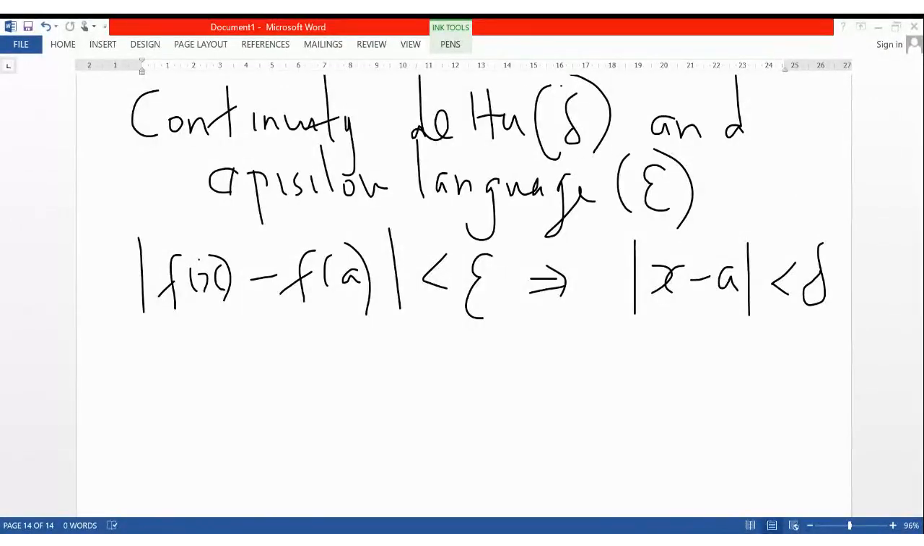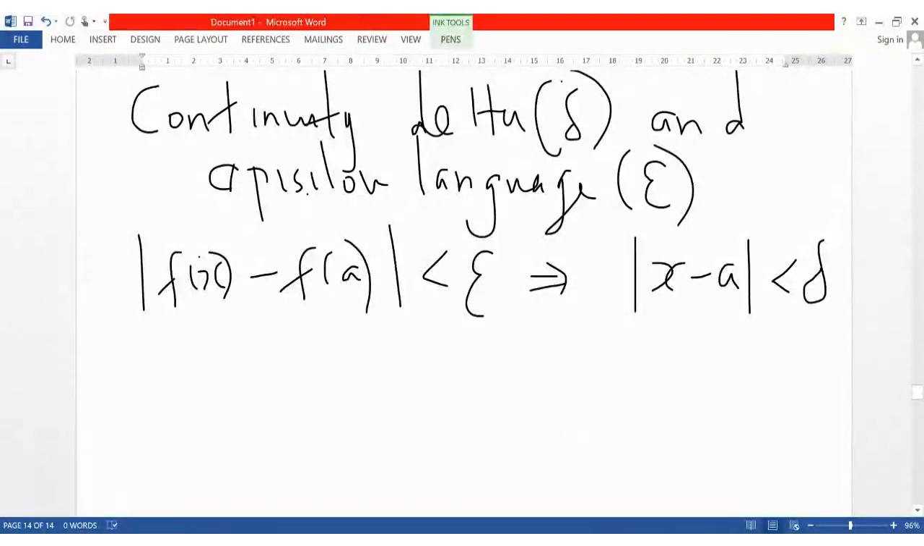So continue using the delta and epsilon language. F of x minus f of a magnitude is less than epsilon whenever x minus a is less than delta, where we are saying that delta and epsilon are small values that are greater than 0. So let's confirm. So we need to prove. You are proving. So example, I'll do an example. If you have a problem next week, you'll be able to tell me.